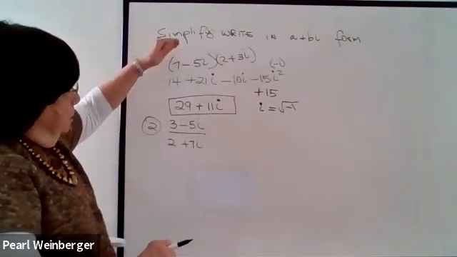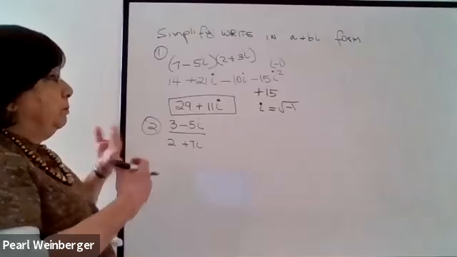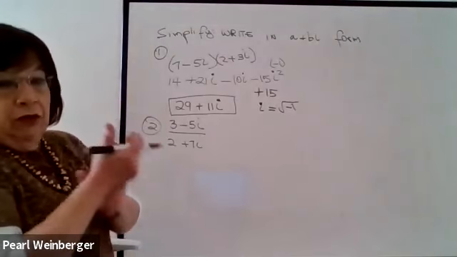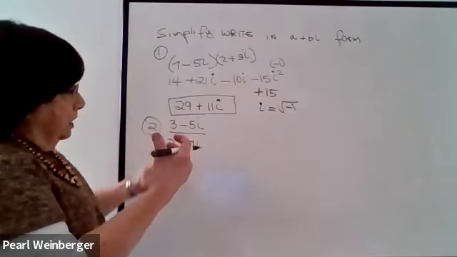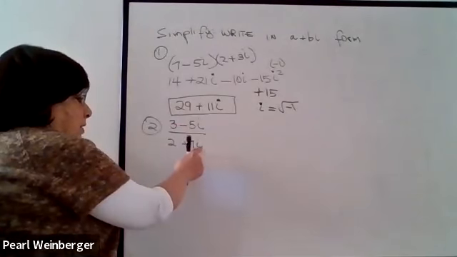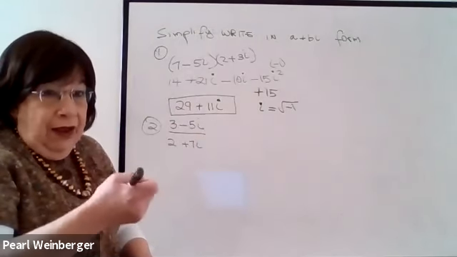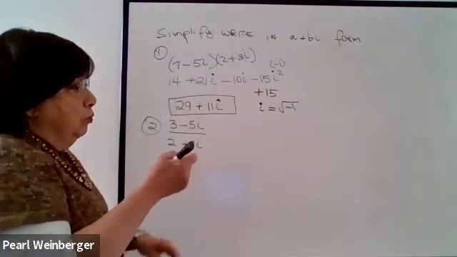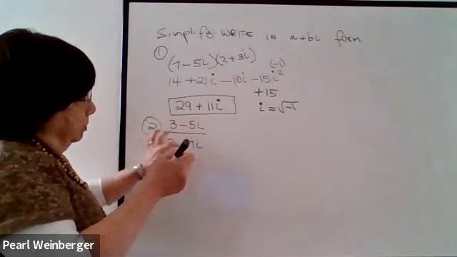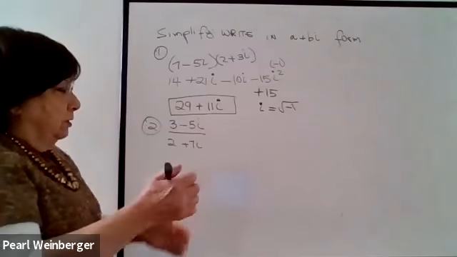Question number 2, this was a multiplication, and this is a division. We have a fraction, and again, it might say simplify, it might say rationalize the denominator, it might just say give your answer in A plus BI form, it might say divide. Whatever it is, whenever you see a fraction that has either an i in the denominator or a radical in the denominator, you have to do rationalizing of the denominator. The only types of numbers we want to leave in the denominators are just regular whole numbers, no i's, no radicals, anything like that.